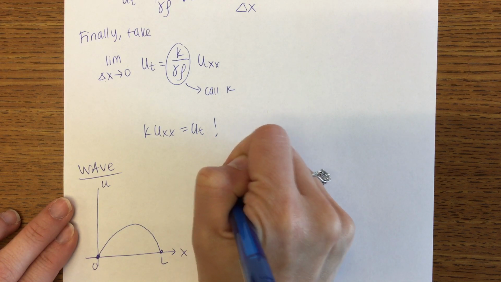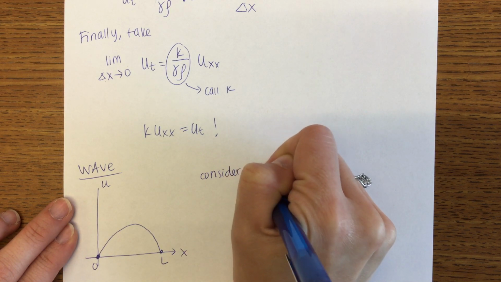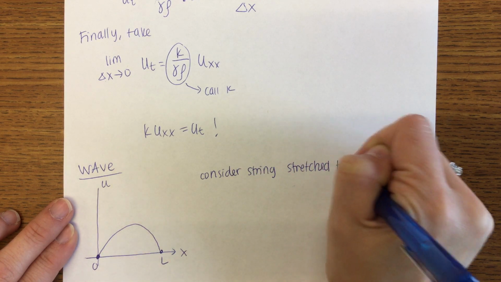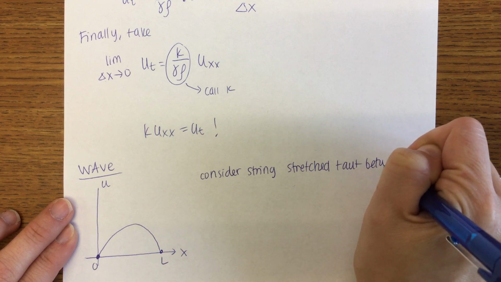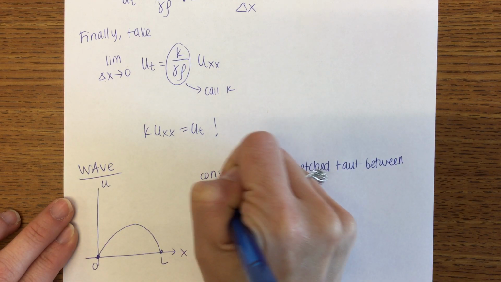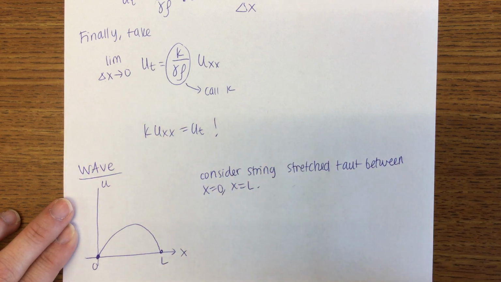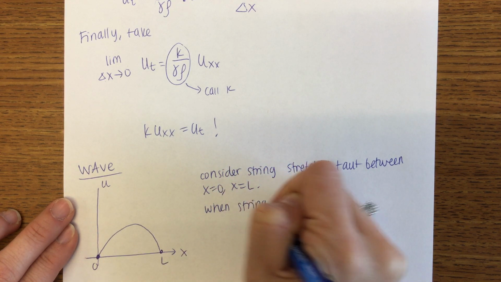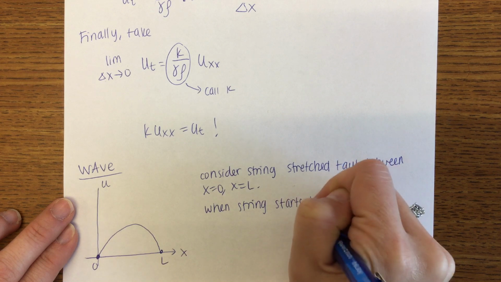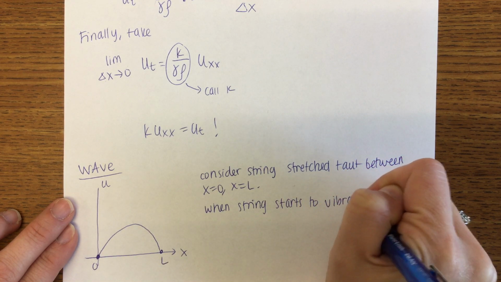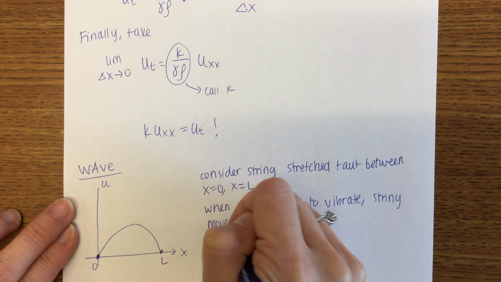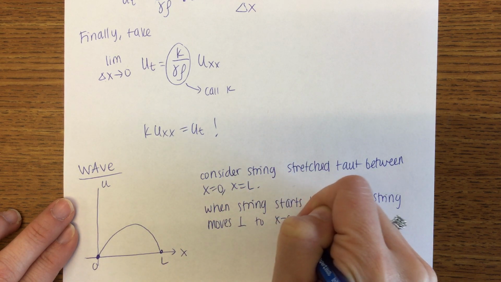So we are going to consider a string, maybe like a guitar string, that is stretched between x equals 0 and x equals L. Now what's going to happen is the string is going to start to vibrate. And when it does, the string moves perpendicular to the x-axis.